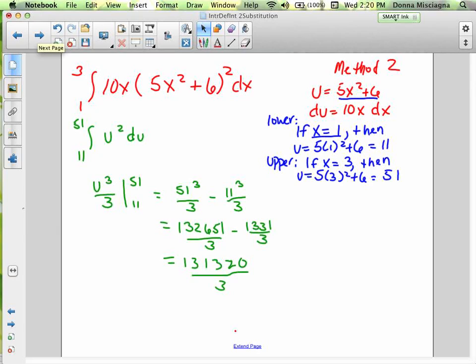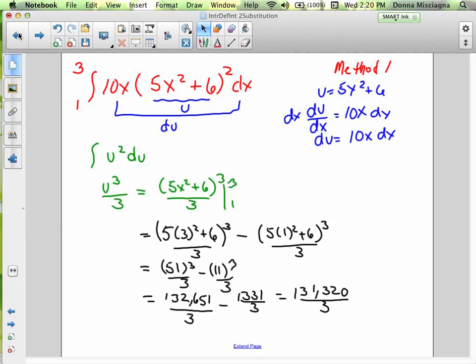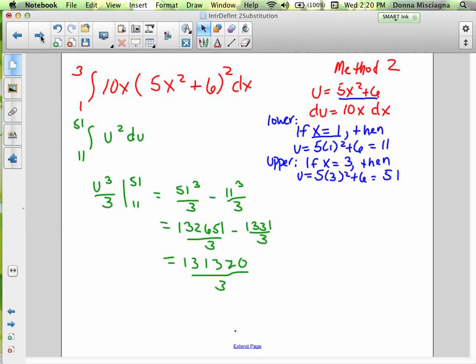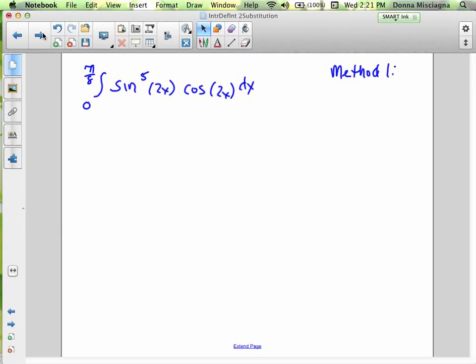So if you don't want to change the limits of integration, then just substitute back, and once you substitute back, you can plug in the old limits of integration. If you don't want to substitute back, then change the limits of integration, and you don't have to substitute back. Both ways work perfectly well. So let's do another one, and we'll do both methods, and then I'm just going to switch on and off.